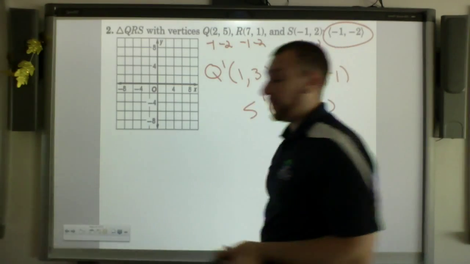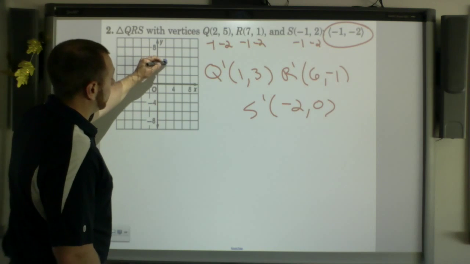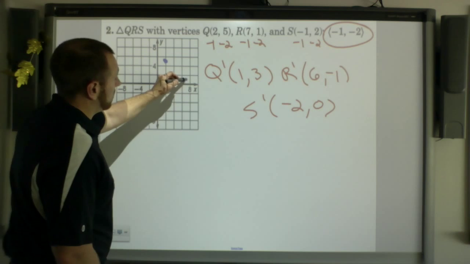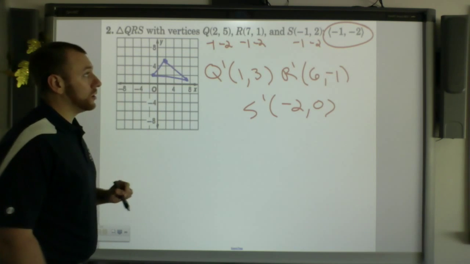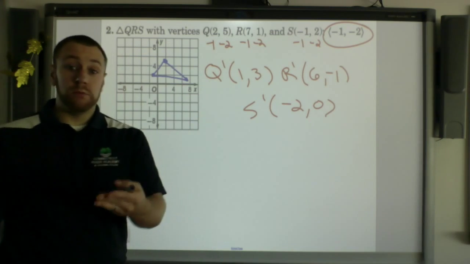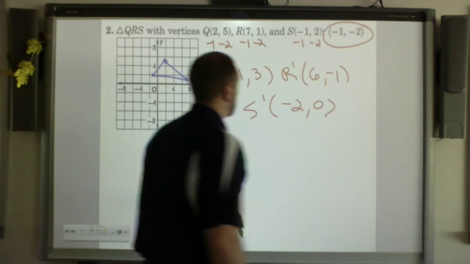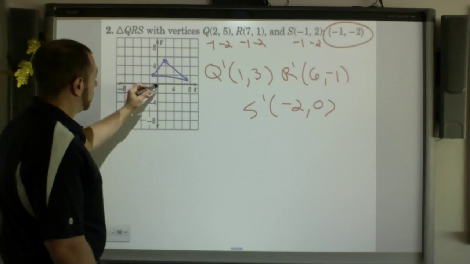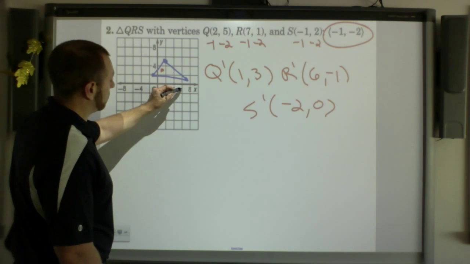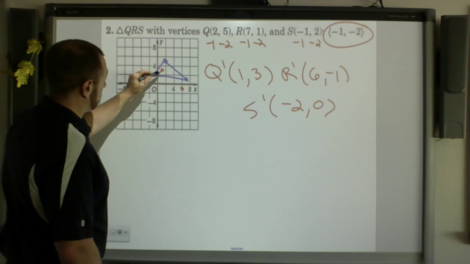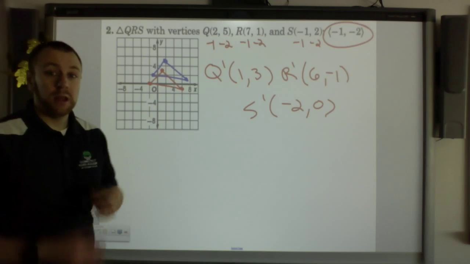So again, I'll plot the original in blue: 2, 5, 7, 1, -1, 2. That's my original. My new one should move left 1 and down 2. Well, if I plot that: 1, 3, 6, -1, -2, 0. Do you see how it moved left and down? That is the movement.